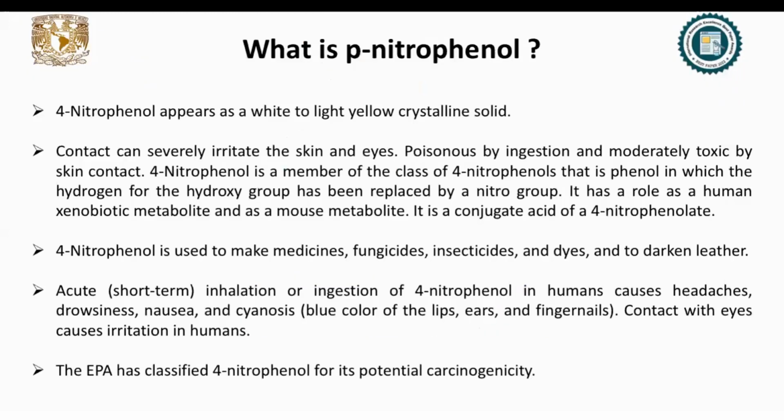In this article, we focused mainly on p-nitrophenol, or para-nitrophenol, or 4-nitrophenol. Generally, 4-nitrophenol appears as a white to light yellow crystalline solid. It is a member of the class of 4-nitrophenols, that is phenol in which the hydrogen of the hydroxy group has been replaced by a nitro group. Nitrophenol is used to make several medicines, fungicides, insecticides, and dyes. To darken leather, they also use nitrophenol.